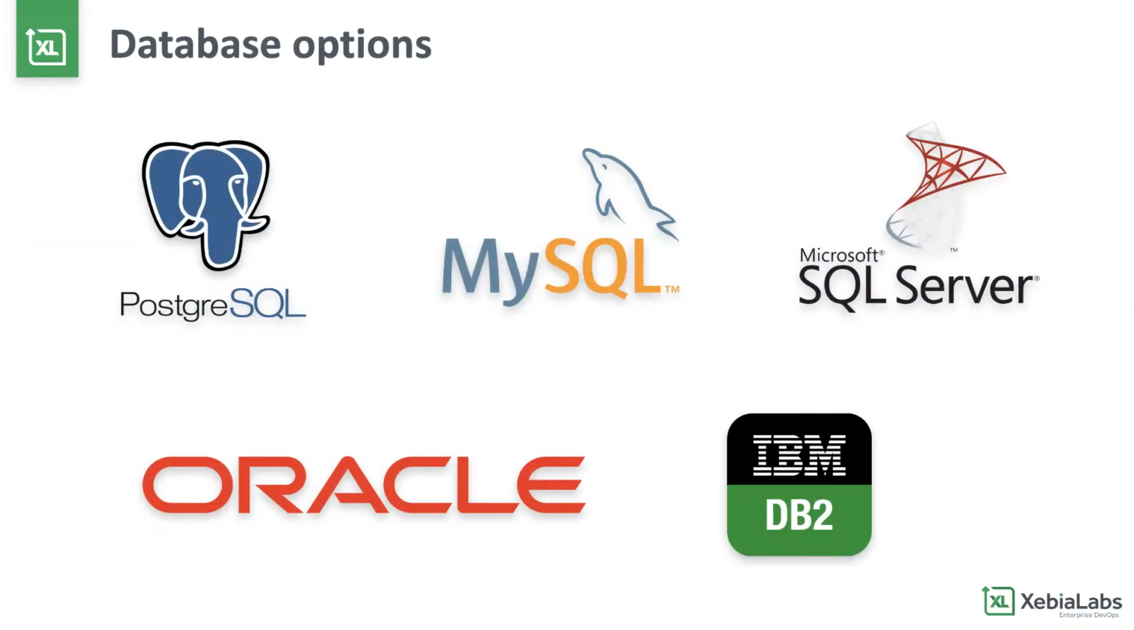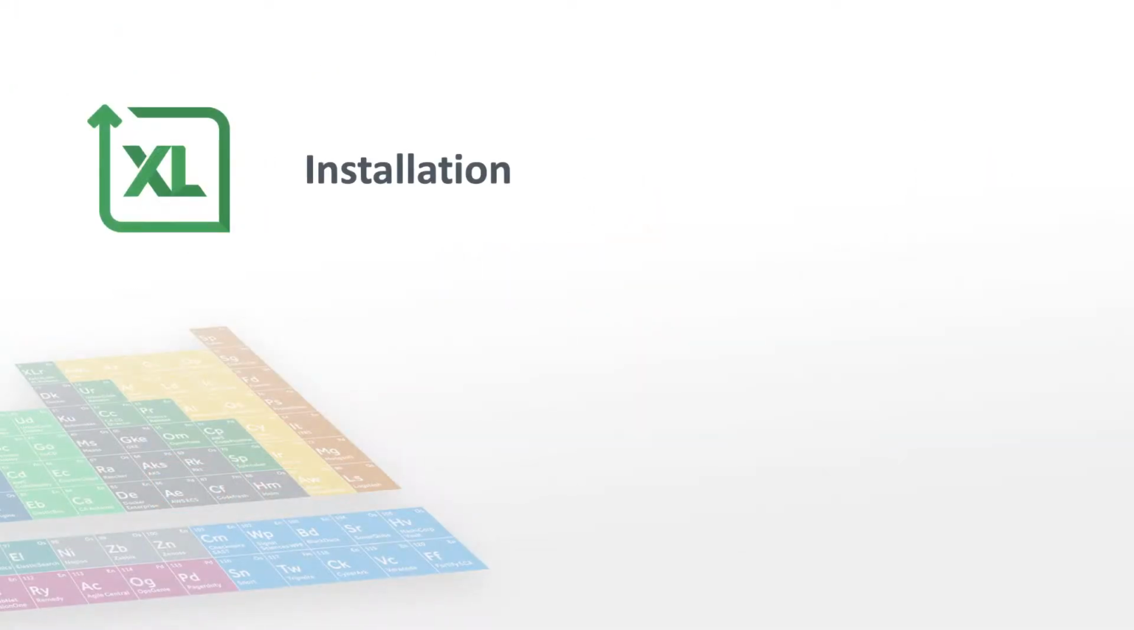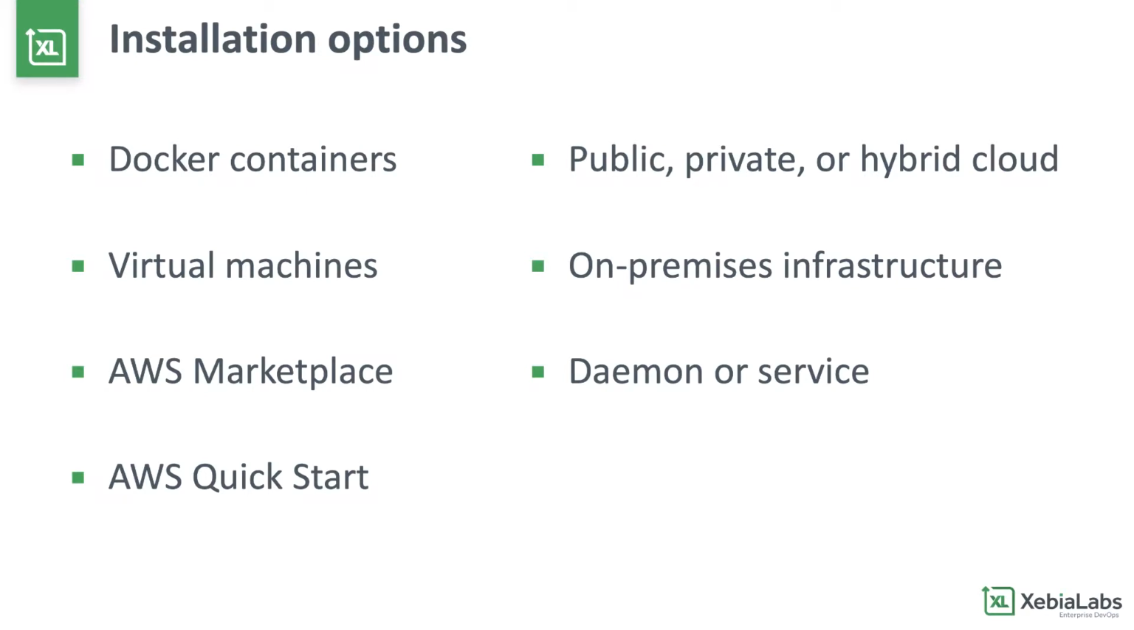The XebiaLabs DevOps Platform includes embedded databases for configuration data, but for a production-ready installation, we recommend that users use an external database instead. We support Postgres, MySQL, Oracle, SQL Server, and DB2. The XebiaLabs DevOps Platform is a Java-based application that most organizations run in a virtual machine or a Docker container, either on-premises or in the cloud.